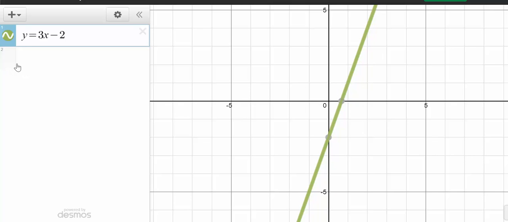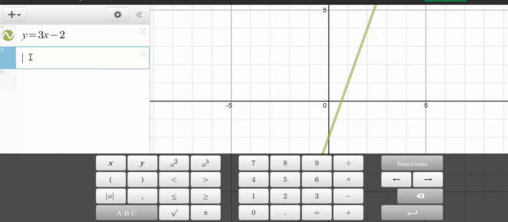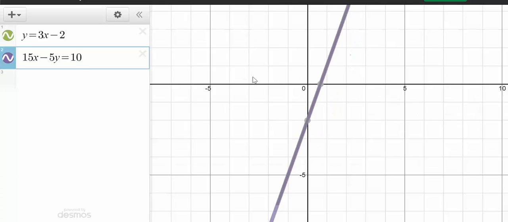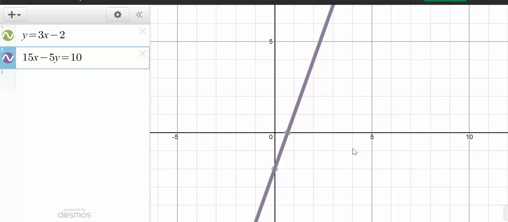Not a big deal. And then what was the other one that we had? 15x minus 5y equals 10. Okay, so check this out. I definitely have two equations here, but if I look at the graph, it looks like I only have one line. Why? They represent the same line.